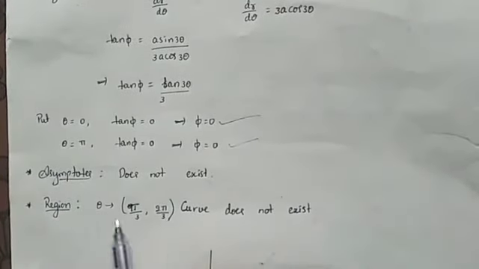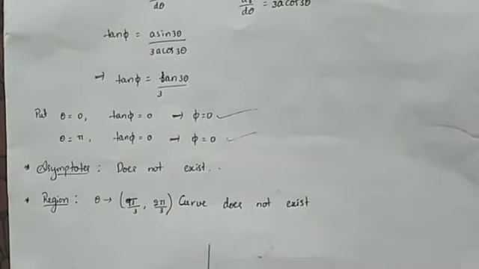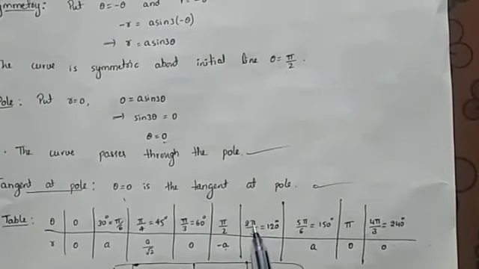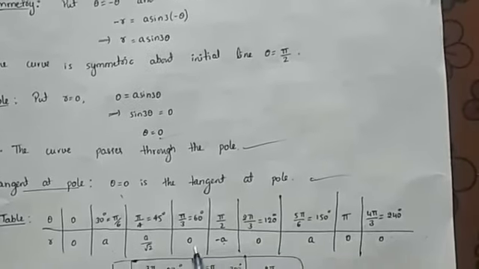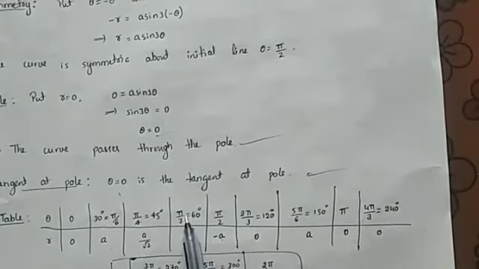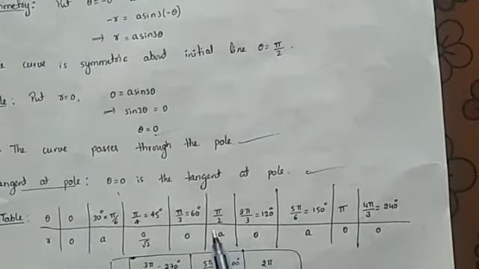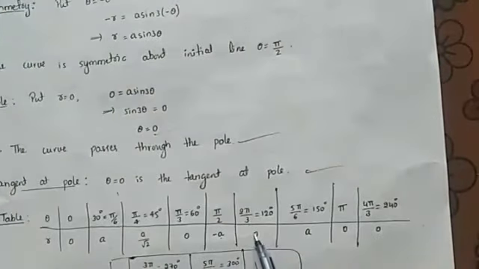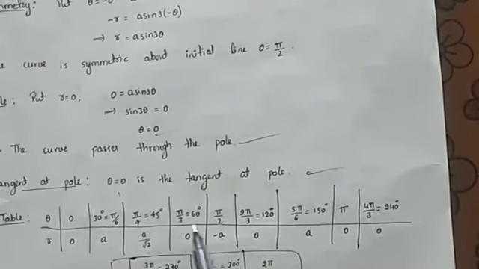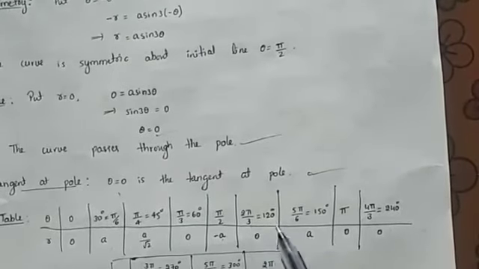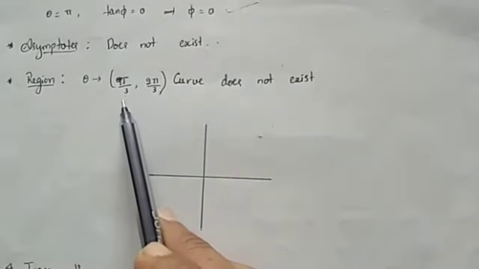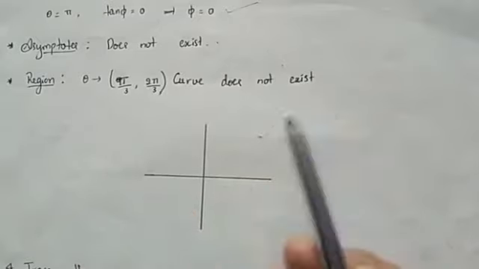The next one is the asymptotes. Asymptotes do not exist. The next one is the region of the curve. From pi by 3 to 2 pi by 3, the curve does not exist, because if you put theta value is pi by 3, you get the r value is 0. You put theta is equal to pi by 2, you get the r is negative. Next you put the theta value is 2 pi by 3, you get the r value is 0. For the theta values pi by 3 to 2 pi by 3, the curve does not exist.